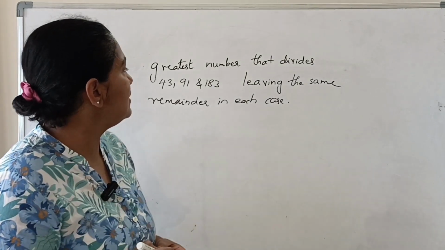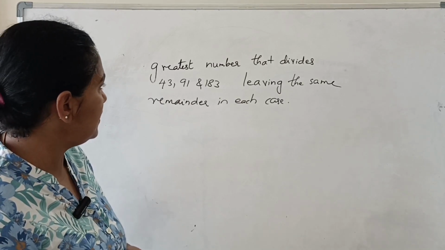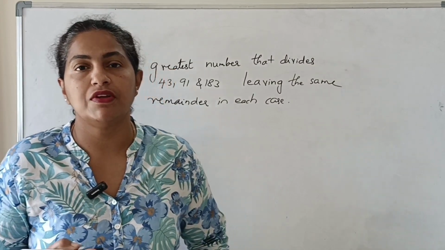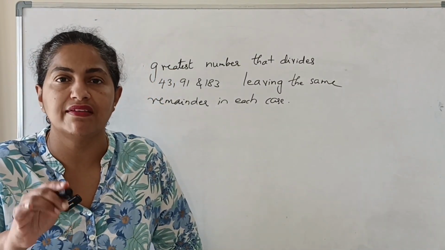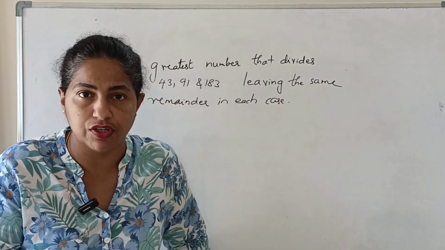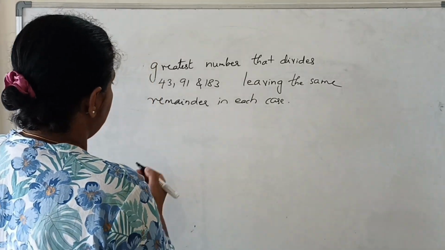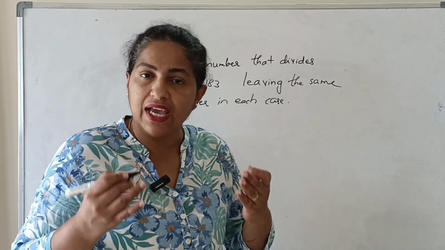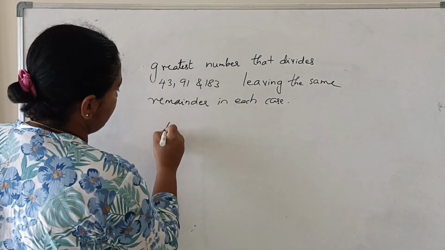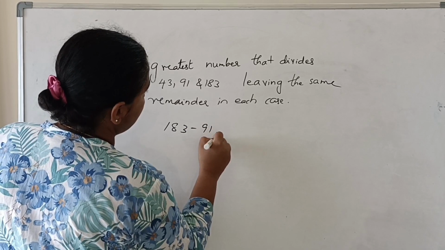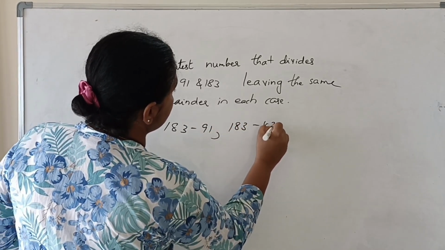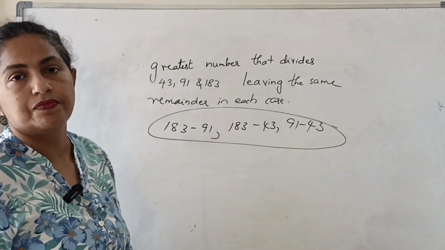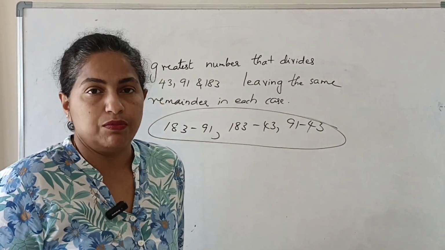Find the greatest number that divides 43, 91 and 183, leaving the same remainder in each case. Now, what is the difference between this sum and the previous sums? In this case, the value of the remainder is not given to you. Before I start with the equation, let me tell you the answer to this one. The answer would be to find the HCF of the differences between the respective numbers.